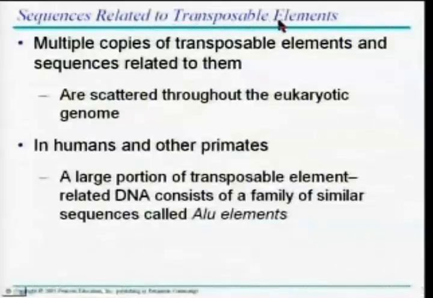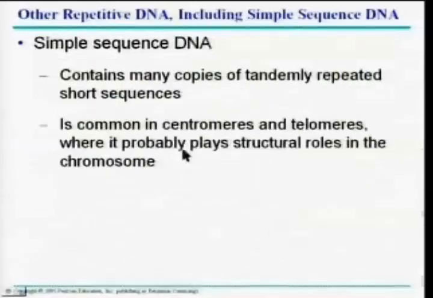Sequences related to transposable elements. There are multiple copies of transposable elements and sequences related to them. They are scattered throughout the eukaryotic genome. In humans and other primates, a large portion of transposable element-related DNA consists of a family of similar sequences called ALU elements. Oh, here it is. Still not going to tell us about it, and that's fine with me. Other repetitive DNA, including simple sequence DNA.